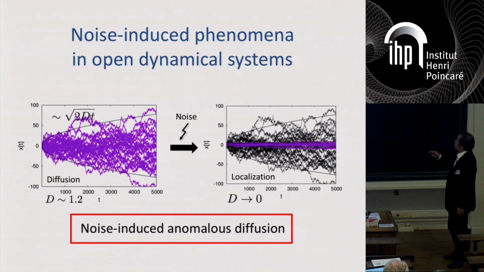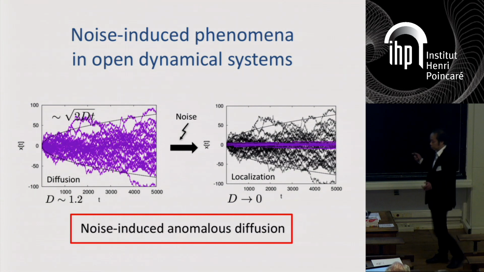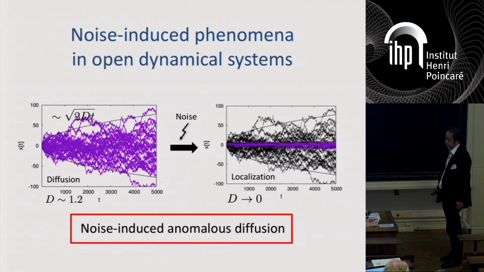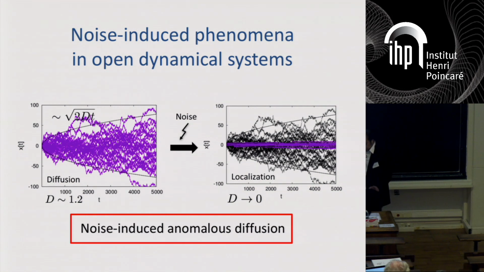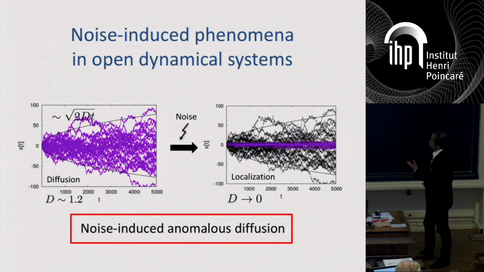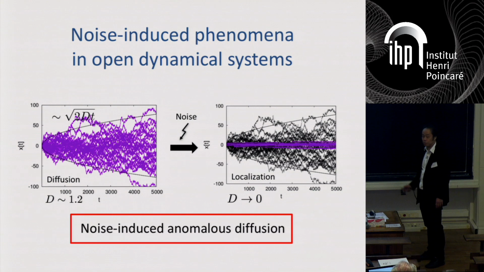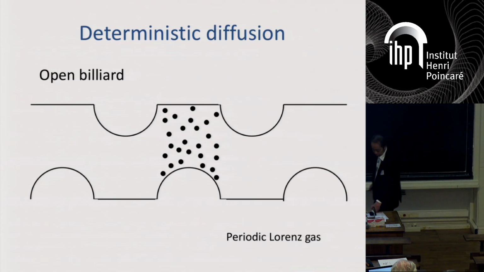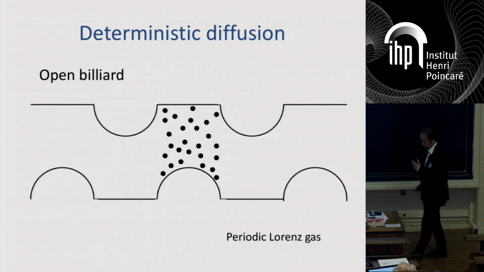And if we perturb this system by adding noise, then sometimes we have an anomaly of this dynamics, anomalous diffusion. The diffusion constant becomes 0. So it can be called noise-induced anomalous diffusion. We will discuss this in terms of deterministic diffusion context. And this is one example of noise-induced phenomena in open dynamical systems. I will explain the deterministic diffusions from some slides.